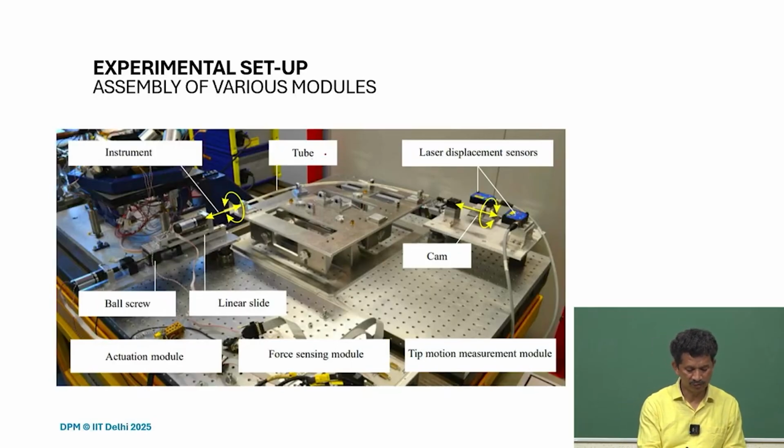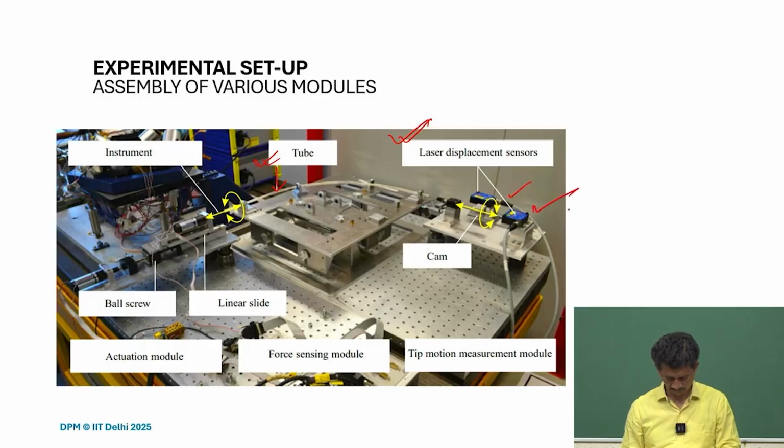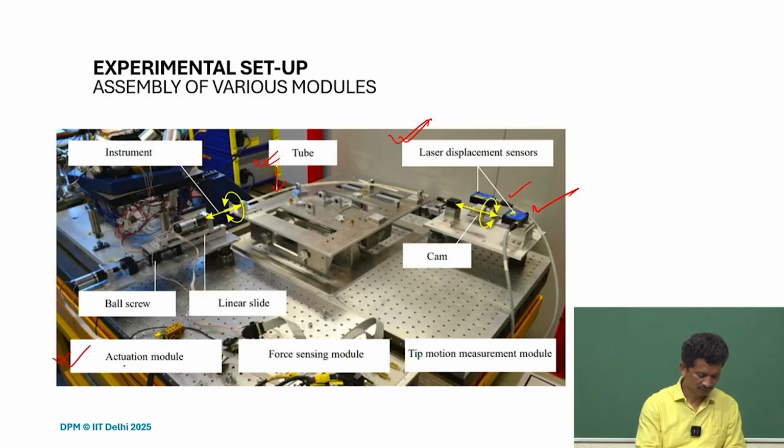So here we have the tube, inside we have the instrument, and the laser displacement sensors, two lasers here, and the cam here. Again, we can see the three modules. The actuation module here can give us the translation and rotation at the same time, using a ball screw and linear slide.